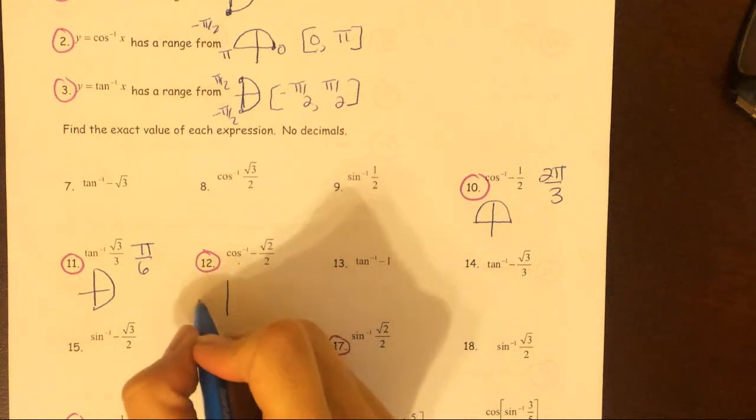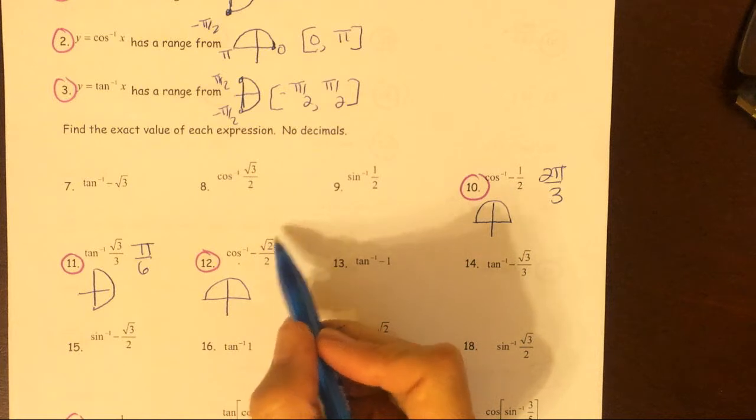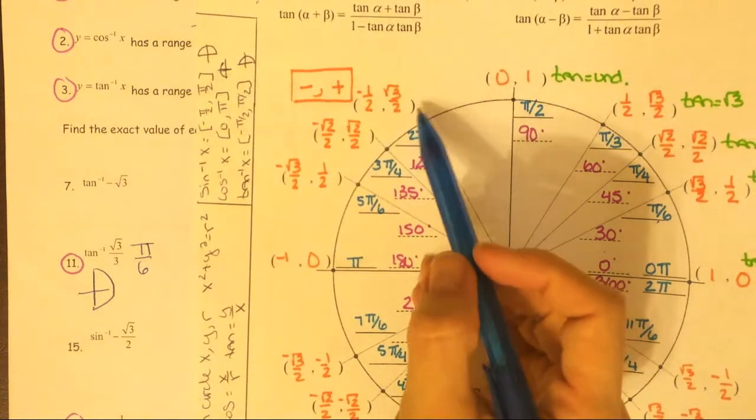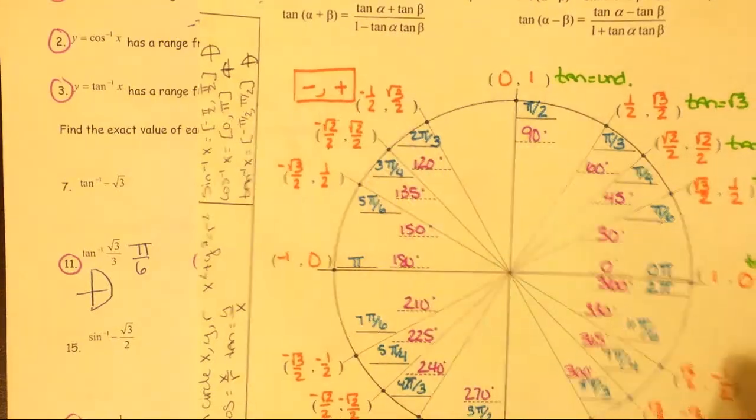Number 12 is another cosine inverse problem. Because it says cosine inverse, I'm looking at quadrants 1 and 2. They want a negative radical 2 over 2. Because they want a negative, I'm going to focus on quadrant 2 again. So I'm looking for negative radical 2 over 2, which is right here at 3 pi over 4.